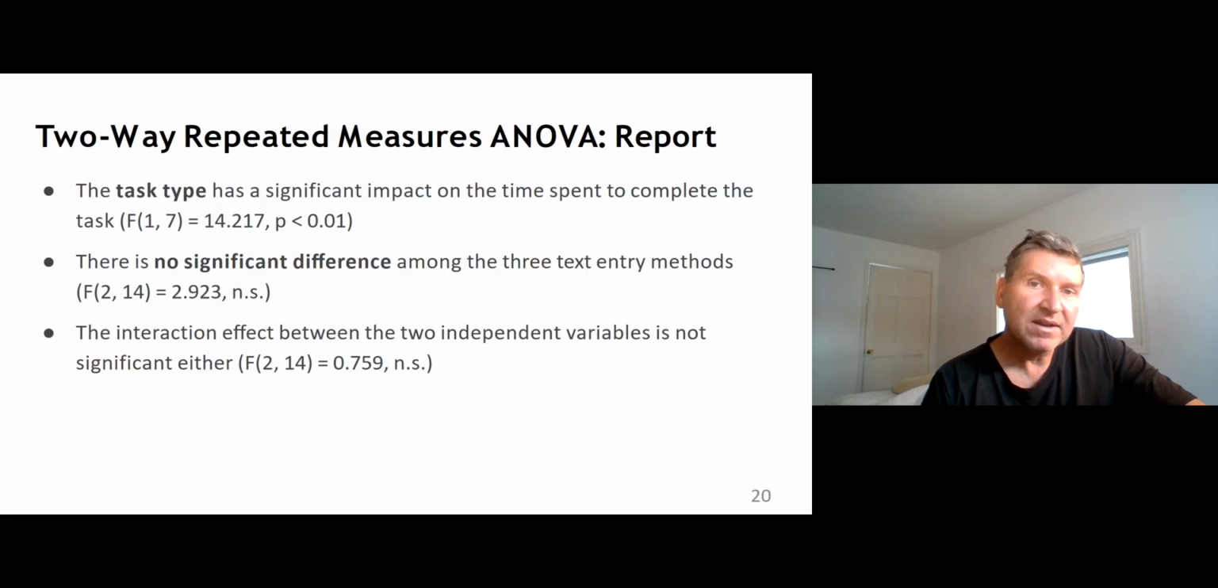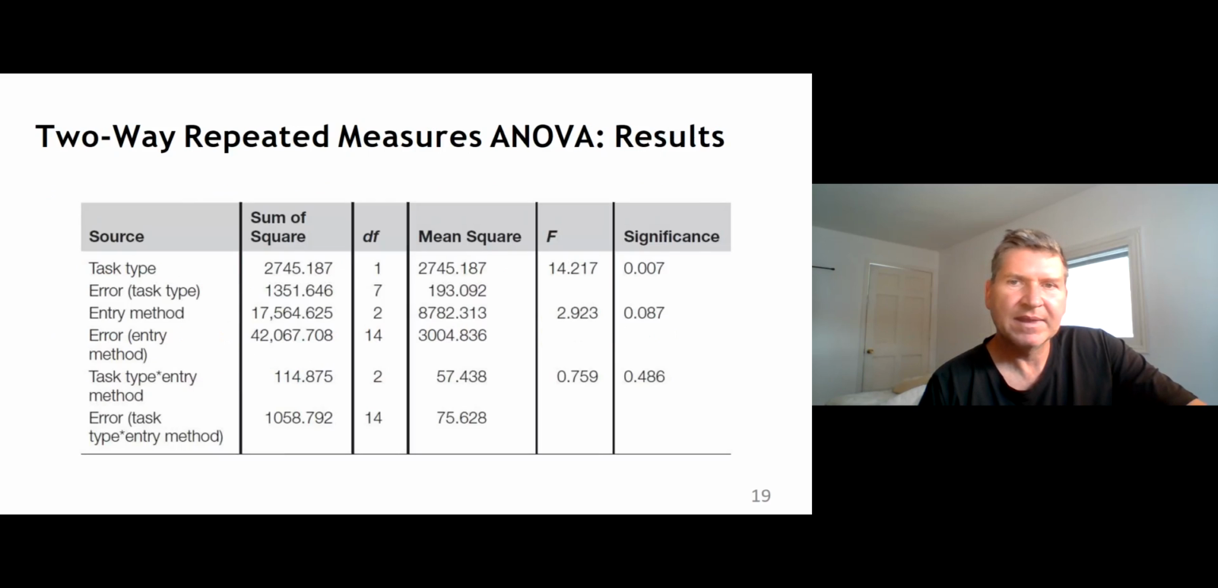There's no significant difference among the 3 text entry methods, and we have F(2,14) equals 2.923, ns for non-significant. Going back, you can see that's where we get the second line that has an F in it. So it's actually the third line down. But you see where the degrees of freedom, you have 2 and 14. This is reported to us. And you can see here we have an F statistic, and instead of reporting the significance, we just say NS.